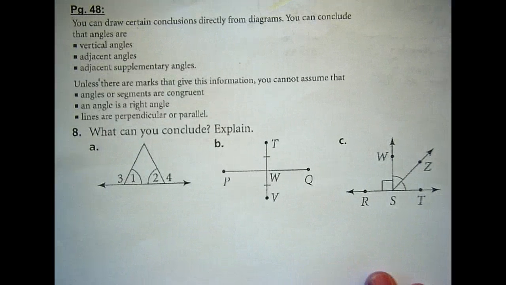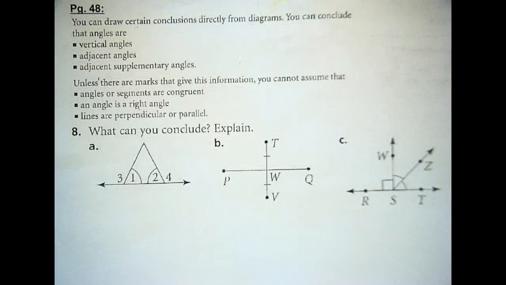Page 48 says you can draw certain conclusions directly from diagrams. You can conclude that the angles are vertical, that they're adjacent, that they're supplementary. But unless there are marks that give us information, you cannot assume. You're not allowed to assume angles or segments are congruent unless you see the markings, even if the angles look the same. You can't assume that angles are right angles unless you see the markings.